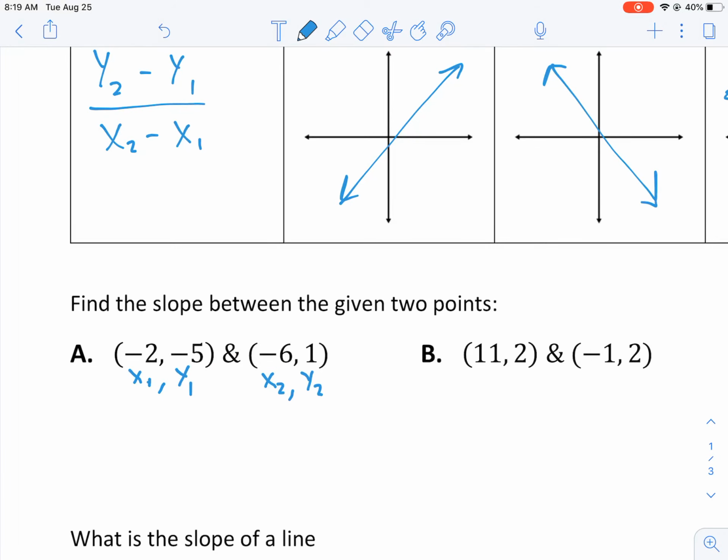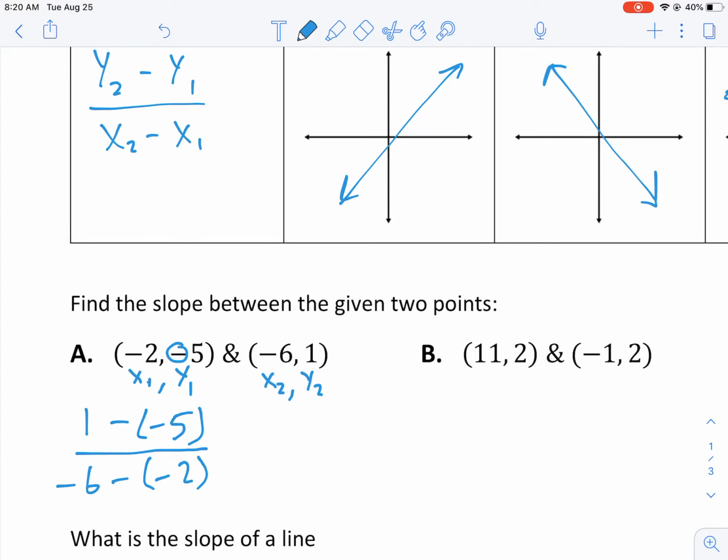So we've got y2 minus y1, so y2 is 1. And then y1 is negative 5. Now, we did this on purpose for the first example, right? If this is a negative, all right, you're subtracting y1. So you're subtracting negative 5. All right, that's 2 negative signs. And you guys know that if you're subtracting a negative, those 2 negatives turn into a positive. So on the bottom, we have x2, that's negative 6, minus x1 is negative 2.